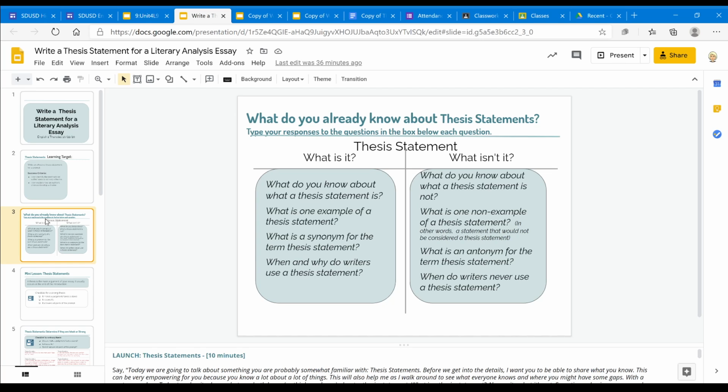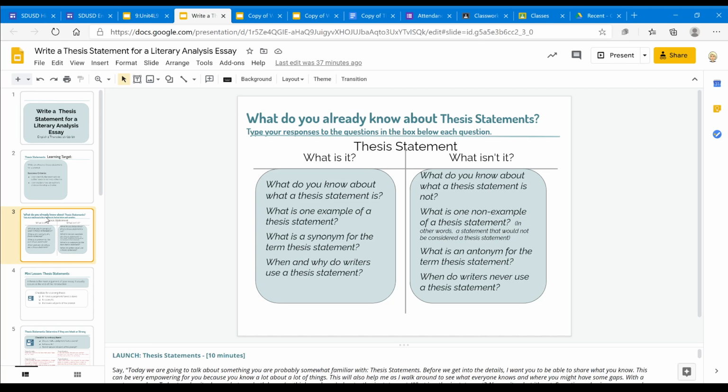Before we get into the details, I want you to be able to share what you know. This can be very empowering for you because you know a lot about a lot of things. This will also help me to see what everyone knows and where you might have some gaps. Make a T-chart and write down what you know or think you know about a thesis statement.